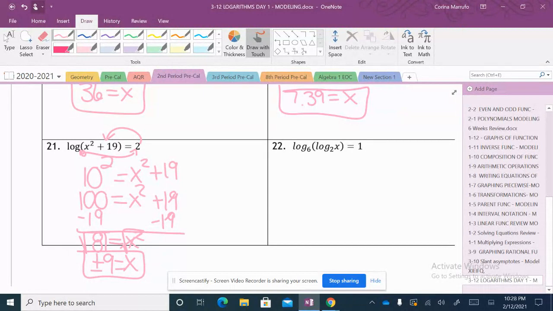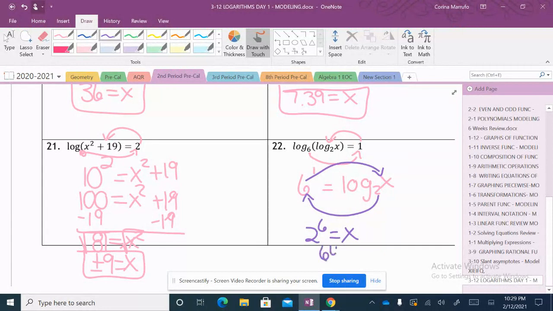81. All right, this next one, so we're going to do 6 to the first power is equal to this. So it'll be 6 to the first power equals log base 2 of x. Okay, and then we have to rewrite it again. So we have our base here, so it'll be 2 to the 6th power equals x. So I'm going to go ahead and do 2 to the 6th power. That gives me 64, so that means 64 equals x.